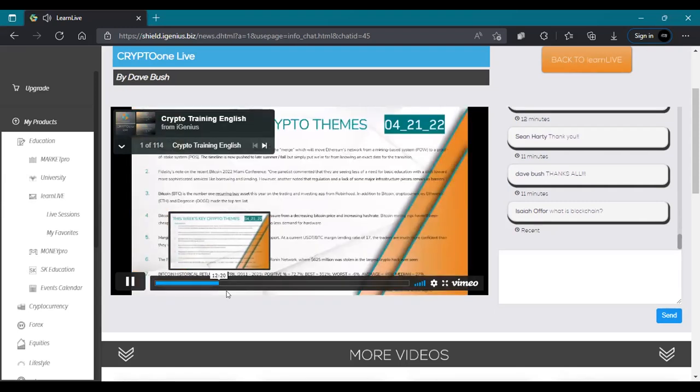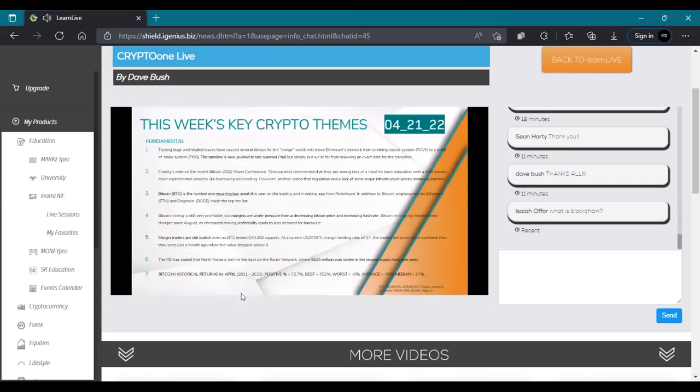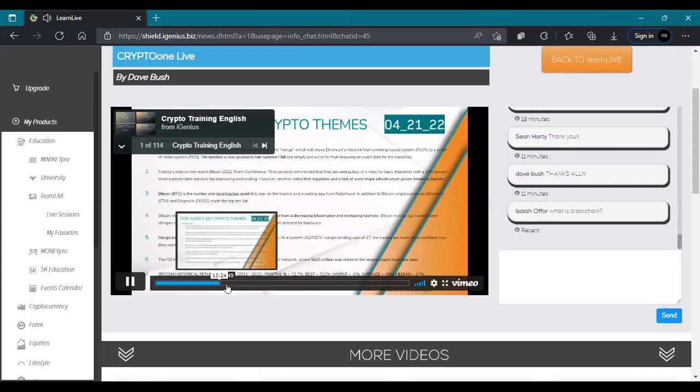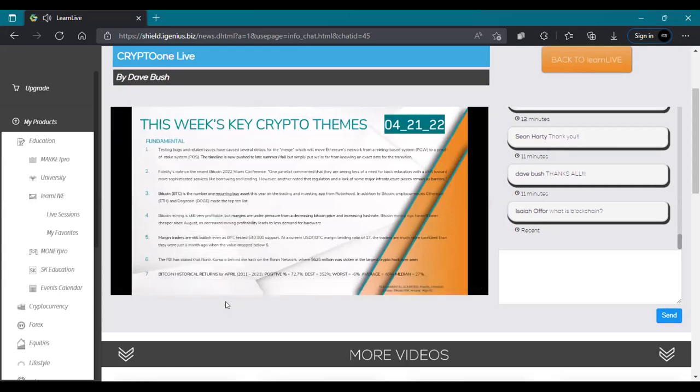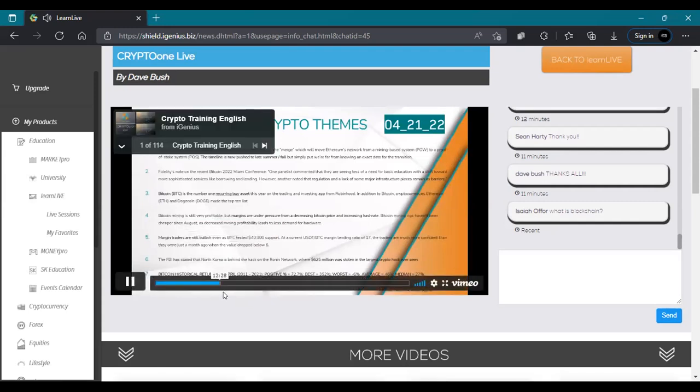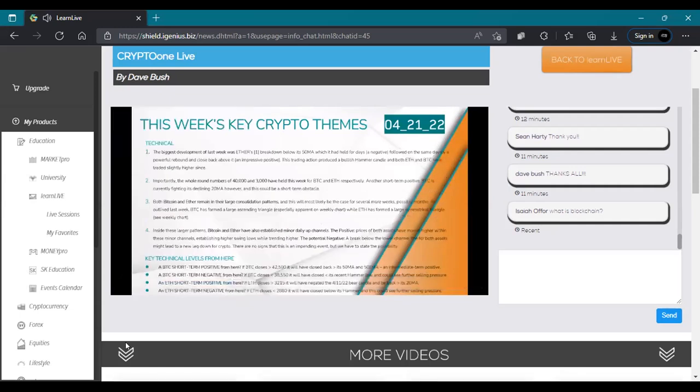The FBI, Federal Bureau of Investigation here in the United States, has stated that North Korea is behind the hack on the Ronin network, where $625 million was stolen in the largest hack in the past few years. But I don't know if you guys can hear, but let me try and do something. I don't know if you guys were able to hear.